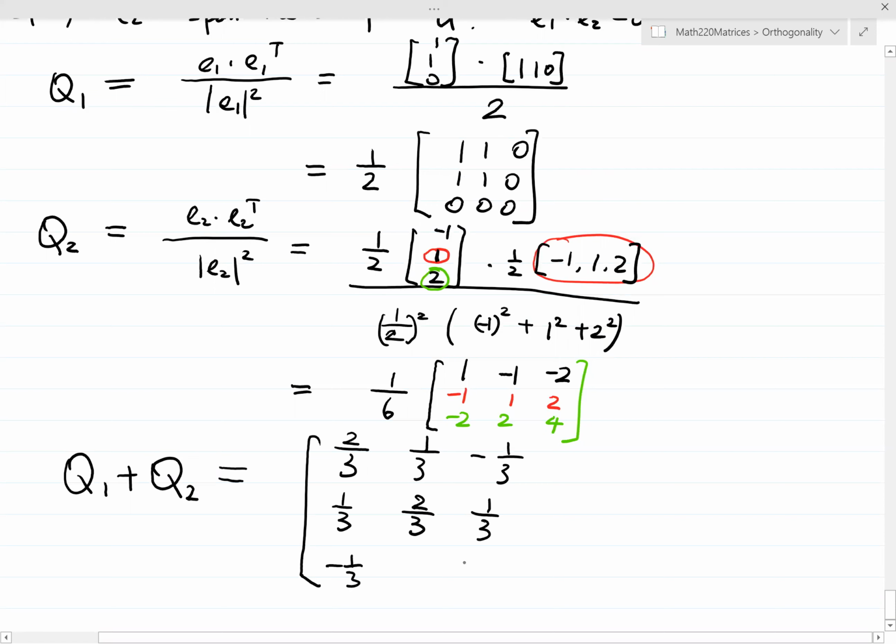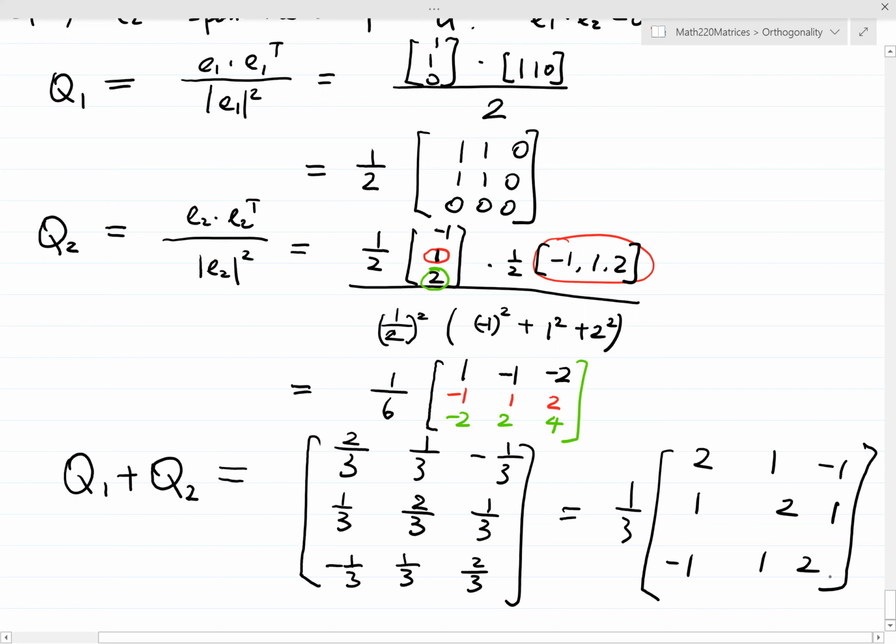Or you factor out 1/3, which maybe makes life easier. So if you factor out 1/3, this will be 1/3 times the matrix 2, 1, -1, 1, 2, 1, -1, 1, 2. So this is the projection matrix. Then we are done with the projection matrix.